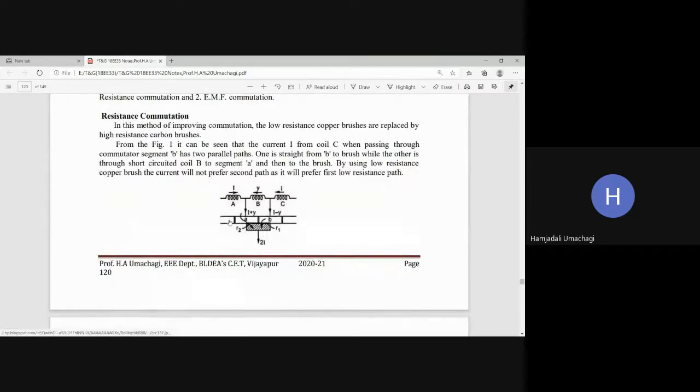Now here what we are doing is we are going to replace copper brushes by carbon brushes. So now at the end of commutation, this brush will be slowly moving in this direction. As and when this brush moves to this side, where will the brush settle more? It will settle more on segment A, and less on segment B, yes or no? Do you agree?